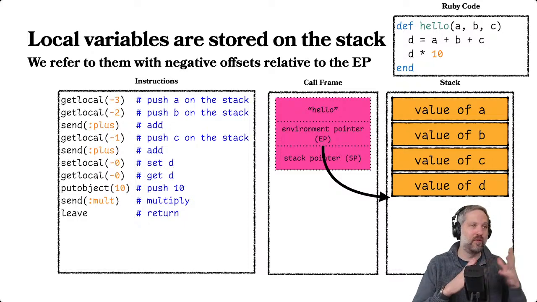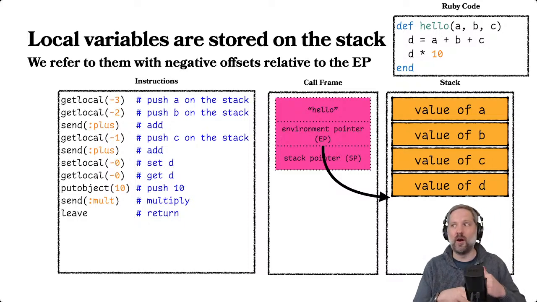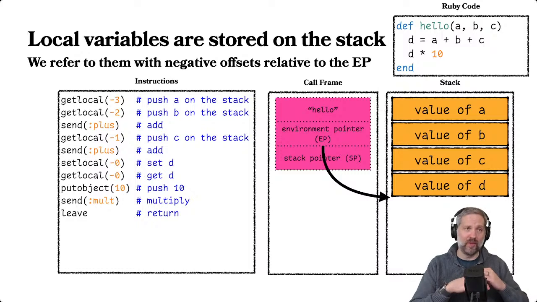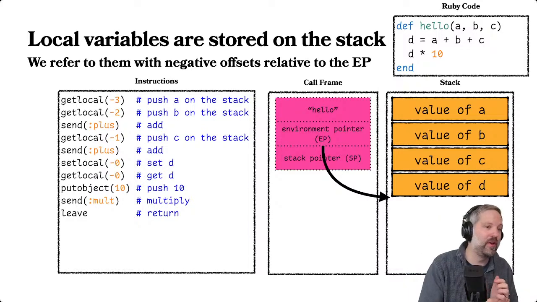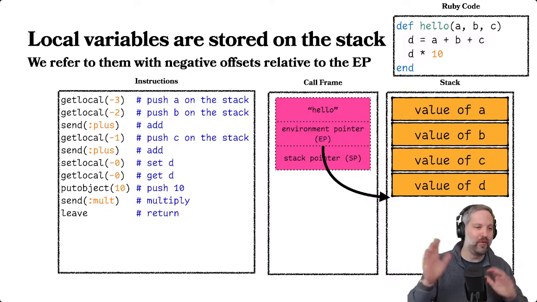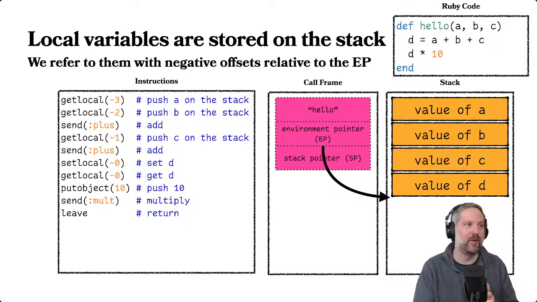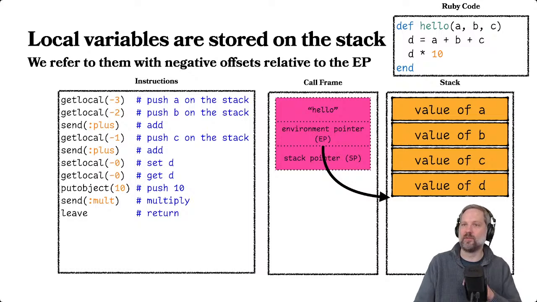this code. The instructions on the left-hand side come from the method in the upper right, that hello method, where D equals A plus B plus C. So on the left-hand side, we've translated that Ruby code into YARV instructions, and we're going to walk through it and see how it actually executes.